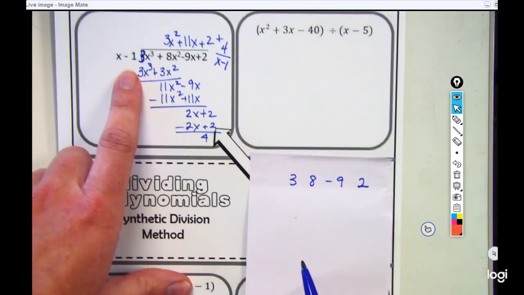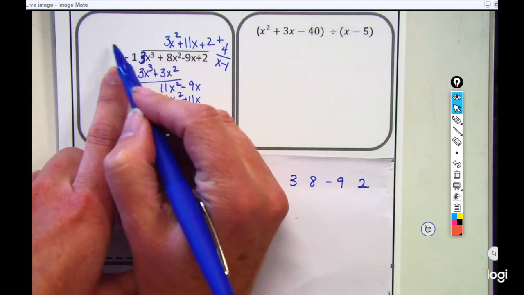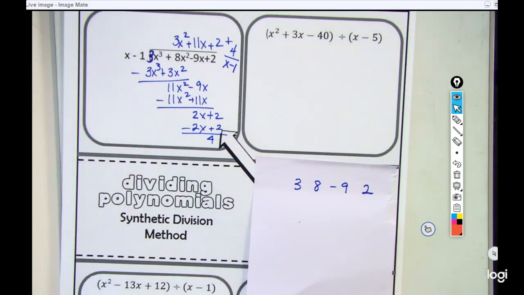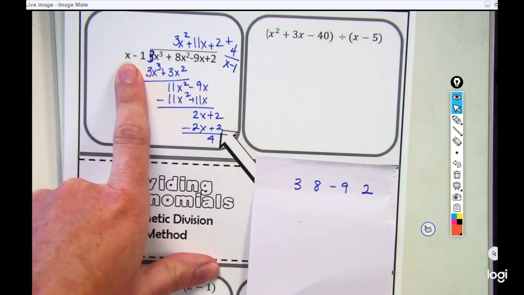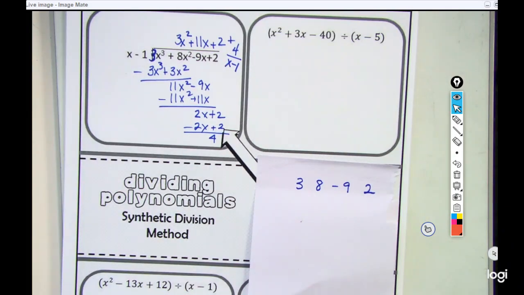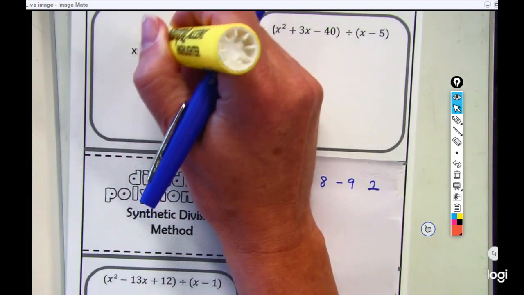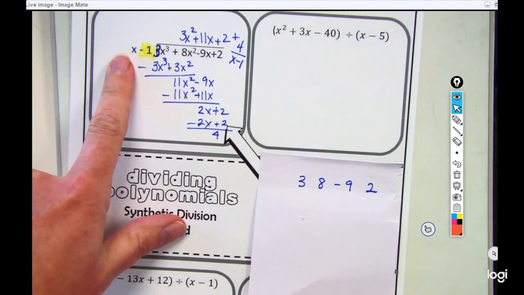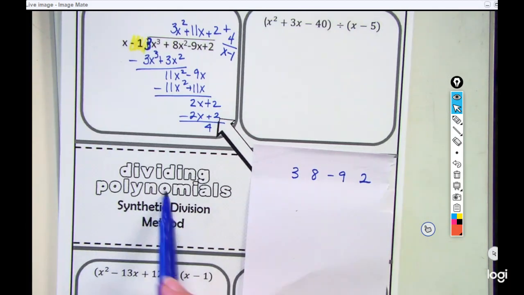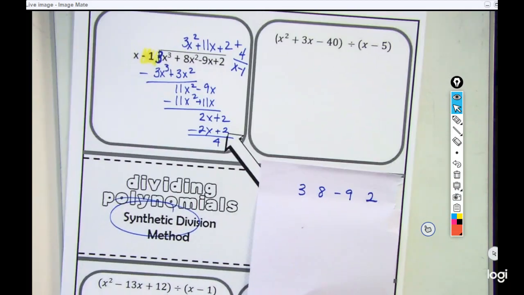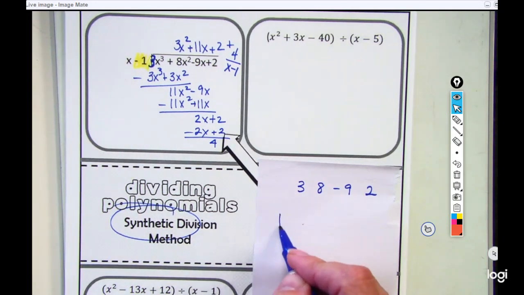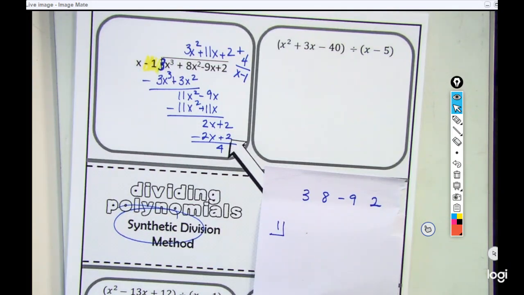Now here's the key. The leading coefficient of my divisor has to be 1 for this to work. Binomial leading coefficient has to be 1, nothing in front of the x. Then you take the opposite of this guy. When we were doing long division, we focused on x. When we're doing synthetic division, we're going to focus on the constant. I take the opposite of it and put it in a little box.